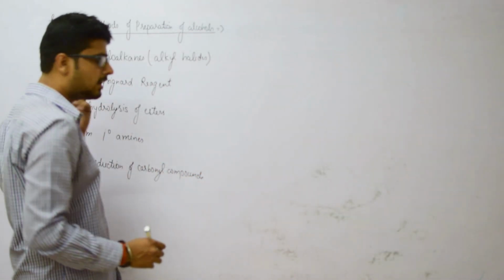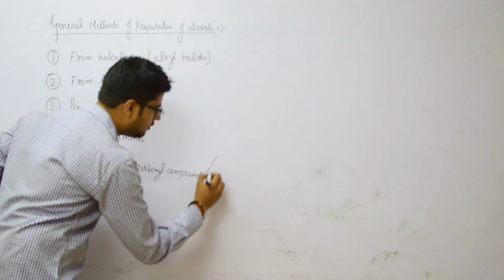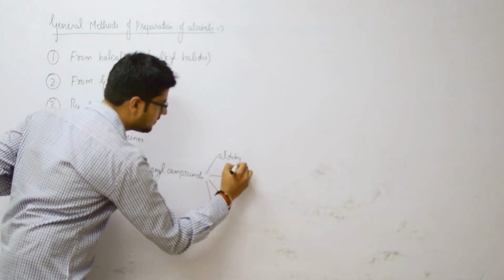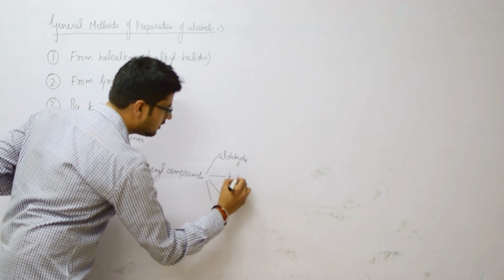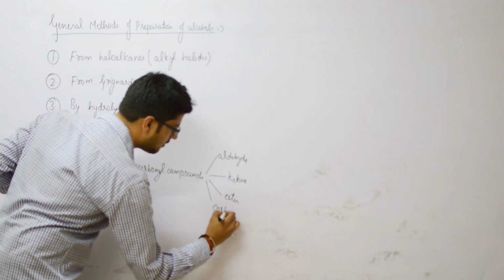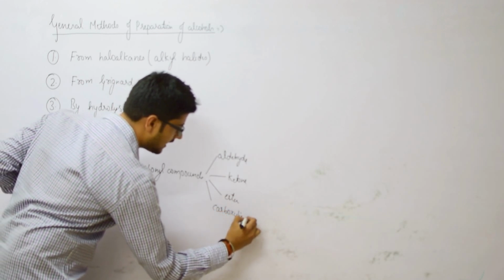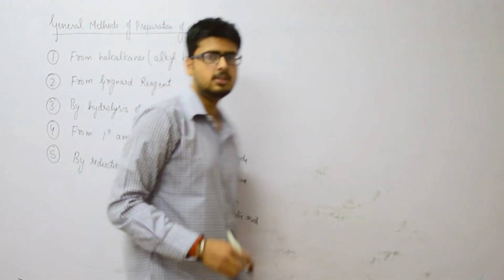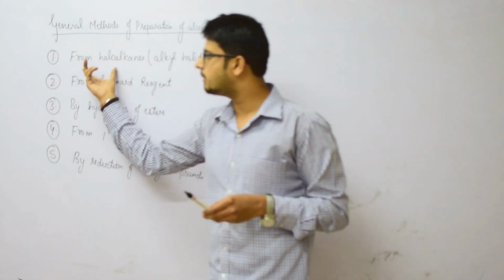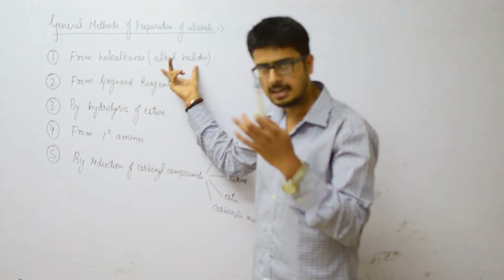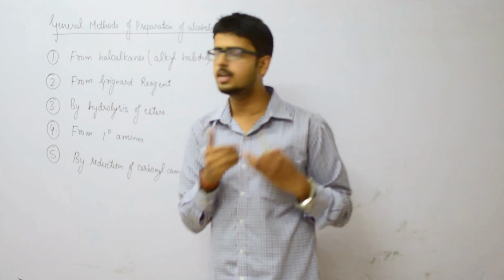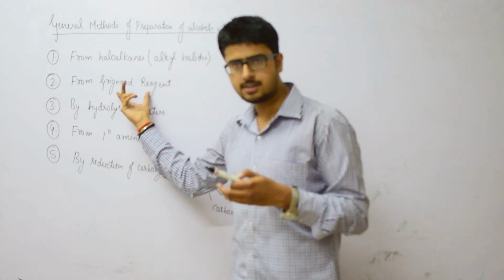In this, for carbonyl compounds, we will take examples of 4 types: aldehyde, ketone, ester and carboxylic acid. So these are some of the general methods of preparation of alcohols. First is from haloalkanes, or it is also called alkyl halides. Second is from Grignard reagent. We will see how we can prepare alcohols from Grignard reagent.